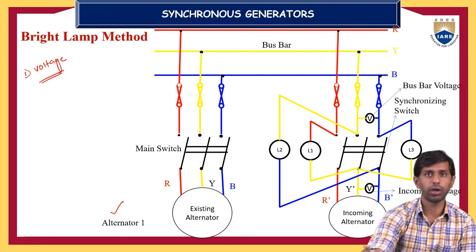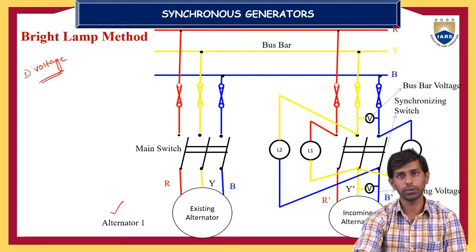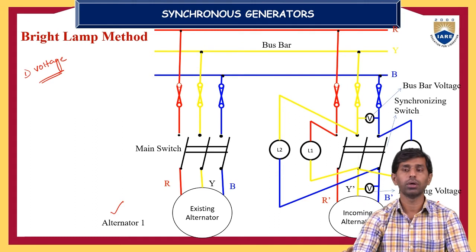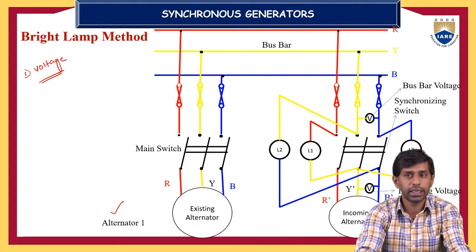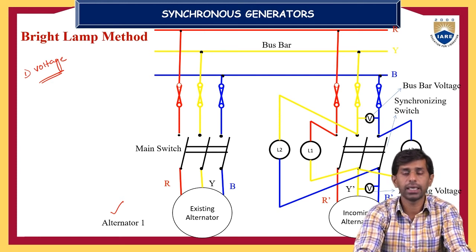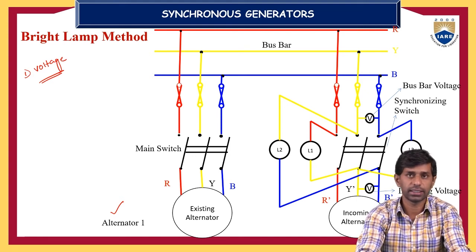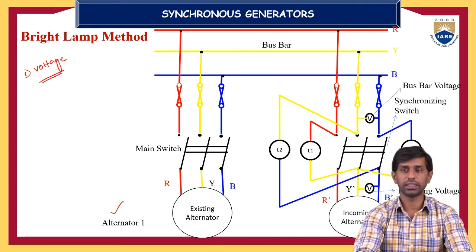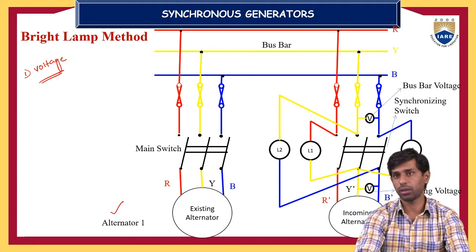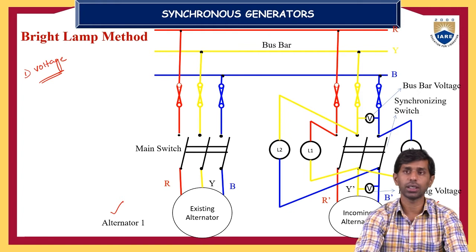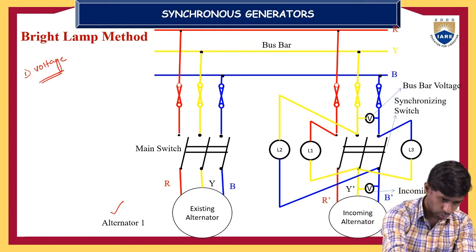The first condition is you have to check the voltage with the help of a voltmeter. First of all, you have to bring the speed of the incoming alternator to the rated speed. Once it attains the rated speed, you have to excite the alternator field winding with the auxiliary supply. Then check whether the output voltage of the alternator is equal to the bus bar voltage or not. If not equal, you can adjust the excitation and make it equal to the bus bar voltage. That is condition 1.